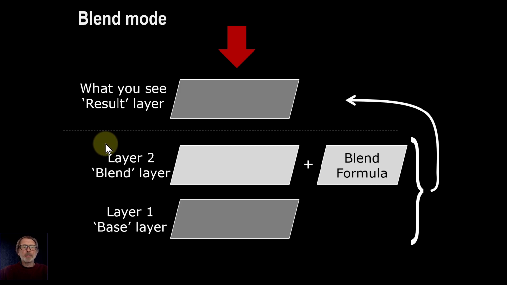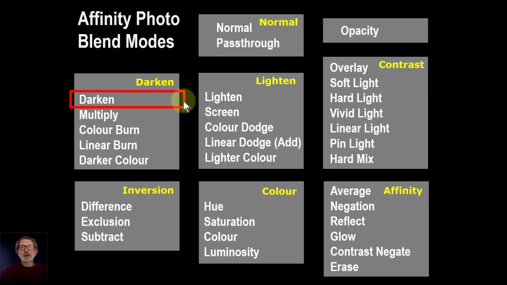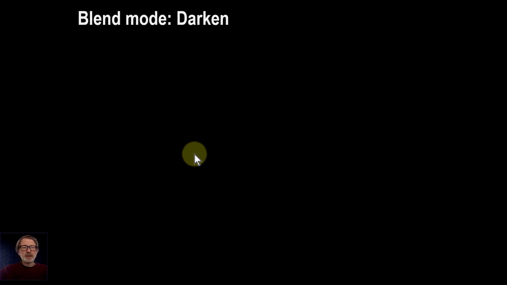Just a reminder that with blend modes, you take a layer called the base layer at the bottom, a blend layer, that's the name of it, above. Add a formula, and this is where the darken thing comes in, and you end up with something that you see. The darken blend mode is in the darken group, and guess what? It makes things darker. There we go, and we're going to look at some of the others later on, but first of all, darken.